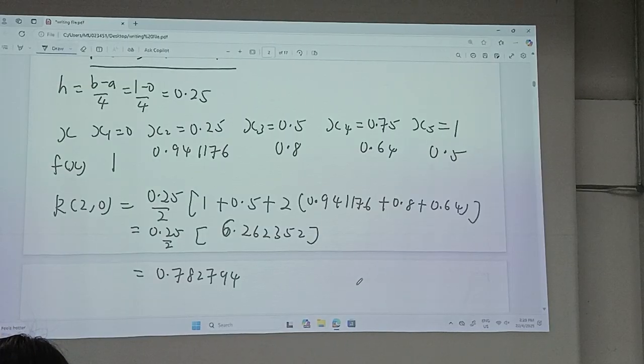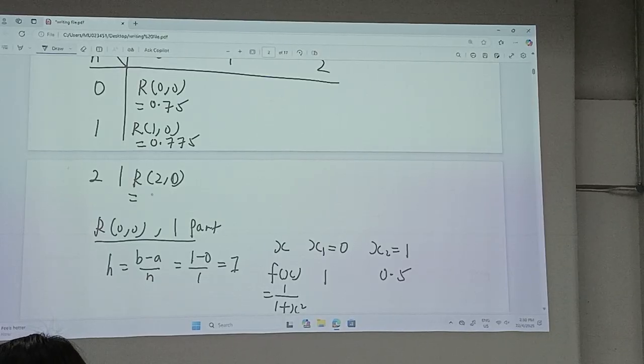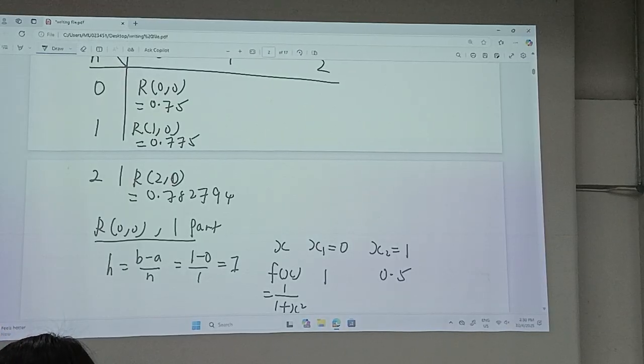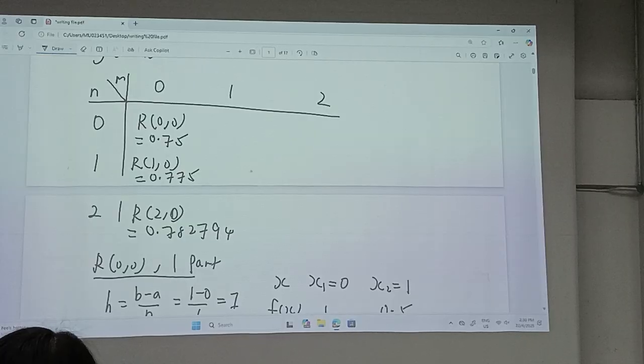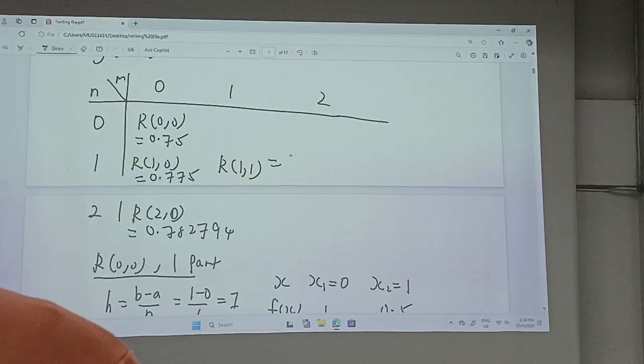Okay, so fill out the table. 0.782794. And then move on to the second column. We do it column by column. Now finding R11. So how to get R11? Take the value from the column before.